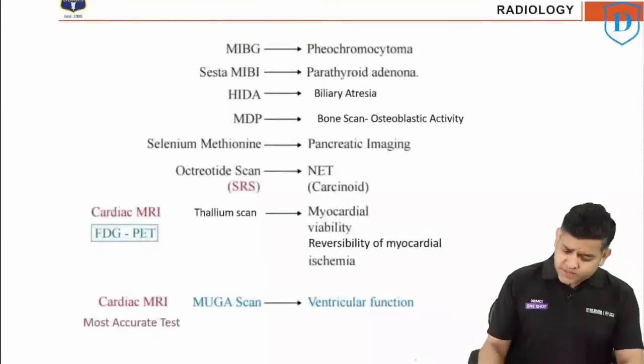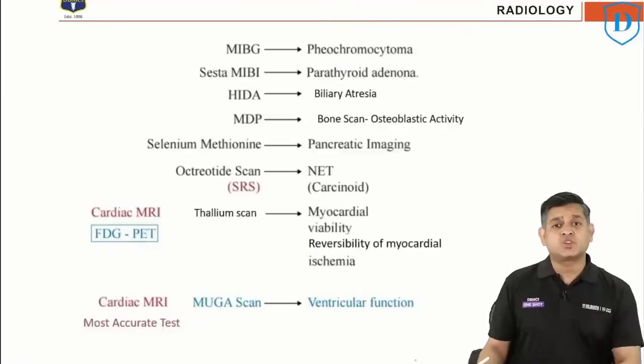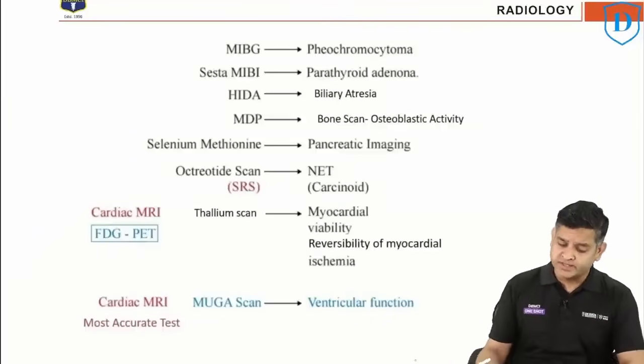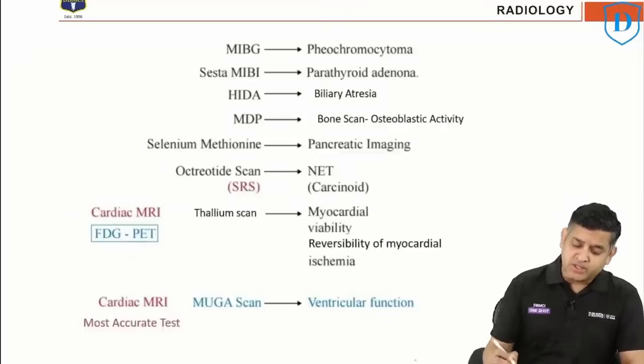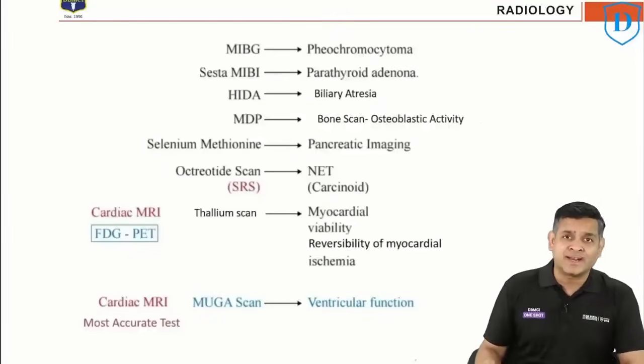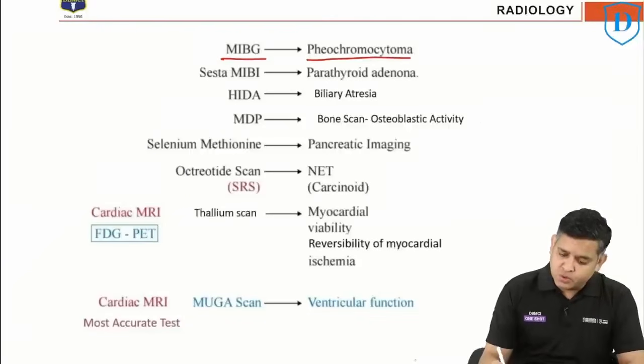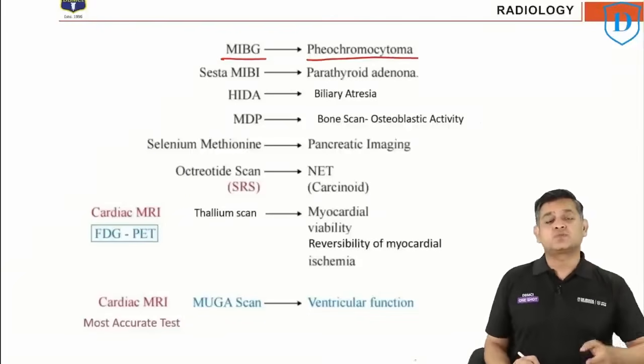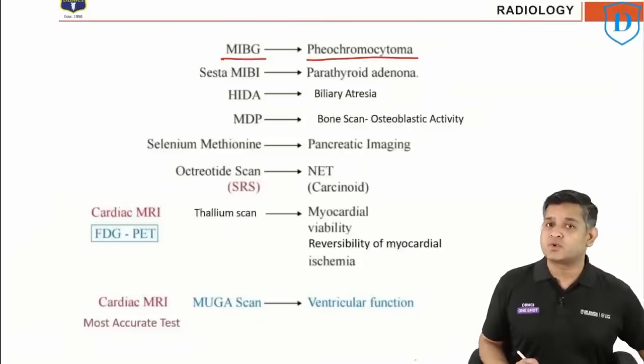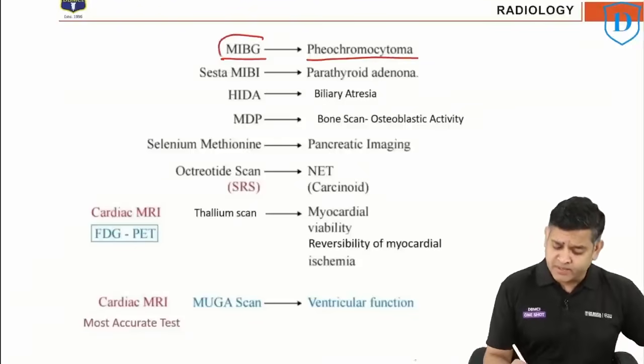Now this is a very important table, and I want this to be on your tips once you go for the exam. You might see some typos, so you can correct them as I go along. MIBG is used for pheochromocytoma, right? It is used for the localization of pheochromocytoma. A lot of MCQs have been asked on this.